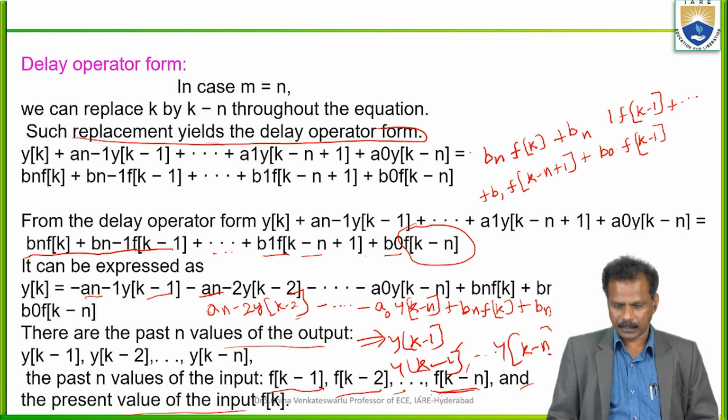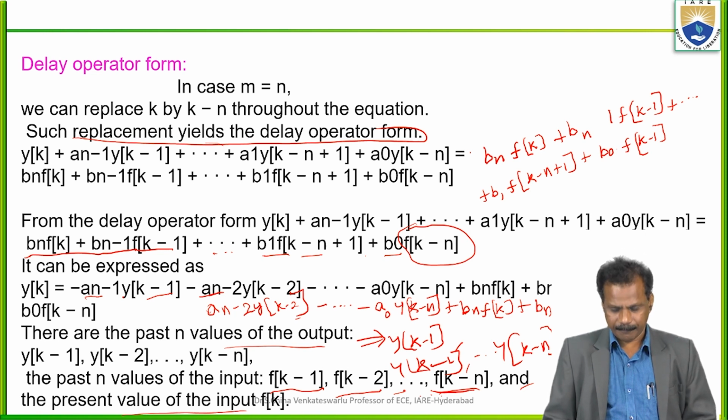Like this, try to verify this for all discrete time systems. You can observe that the output response depends on the delay operator form, in the case of a causal system where m is less than or equal to n or m is equal to n.